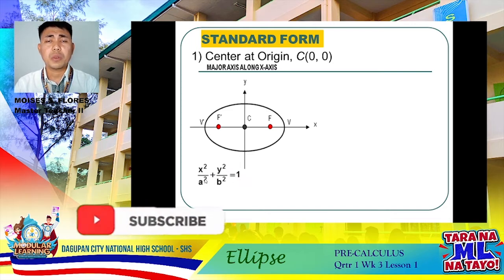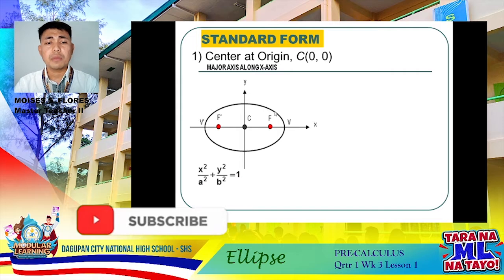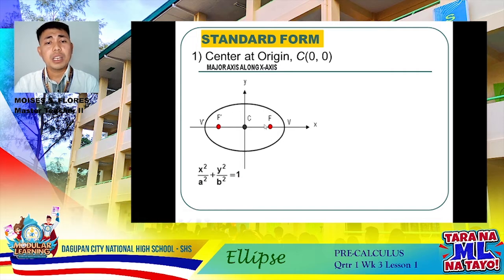And what does a squared denote again? It denotes your major axis. That's why if you take a look at our diagram, our graph of your center at origin, it is said to be major at the x-axis. So it is said to be horizontal. And your b squared here is said to be the minor axis.